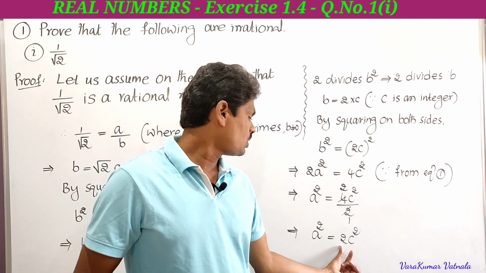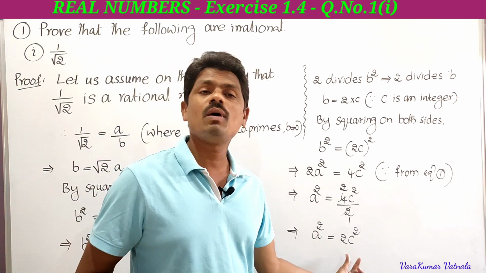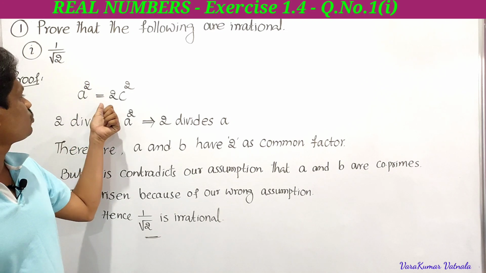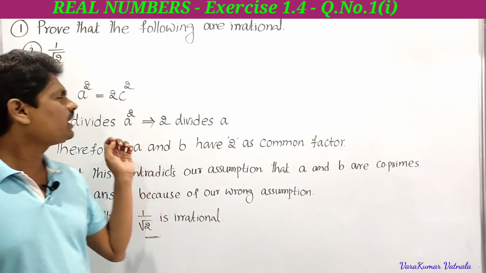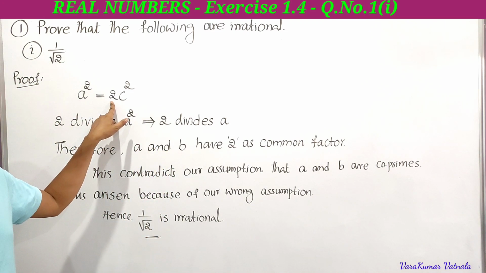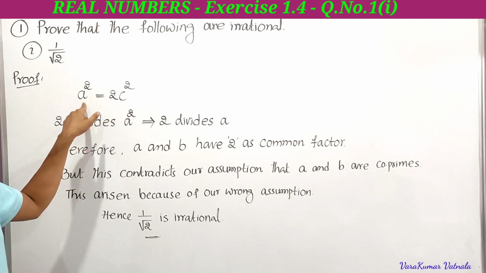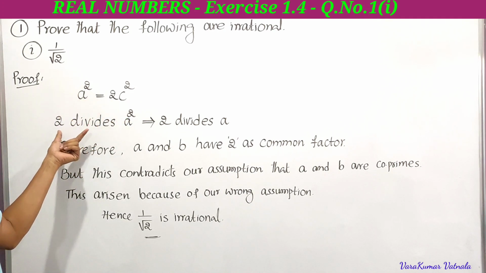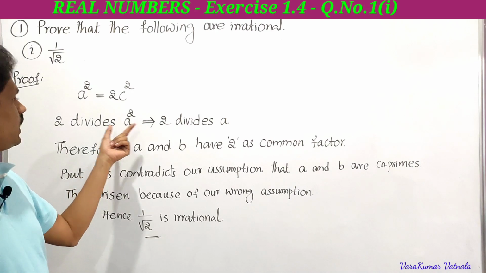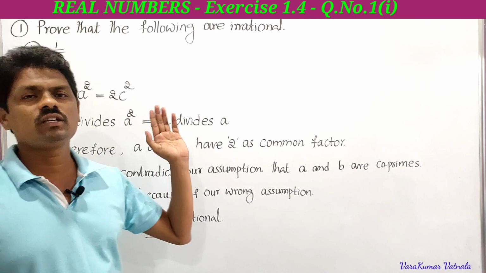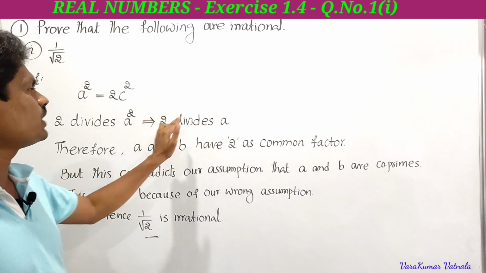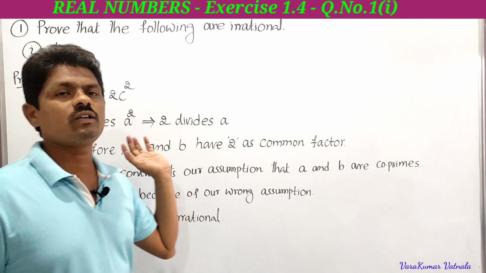So here a square is also a multiple of 2. We have a square is equal to 2c square. Here a square is a multiple of 2, hence 2 is a factor of a square, then we can say 2 divides a square. That implies 2 divides a. If 2 divides a square, that implies 2 divides a. This is the proven statement.